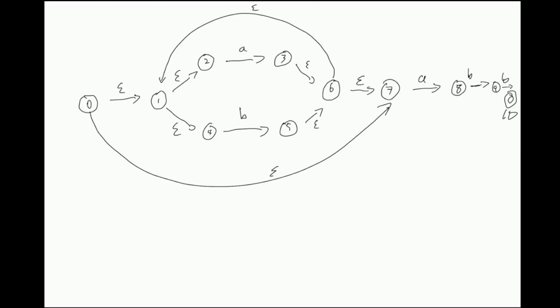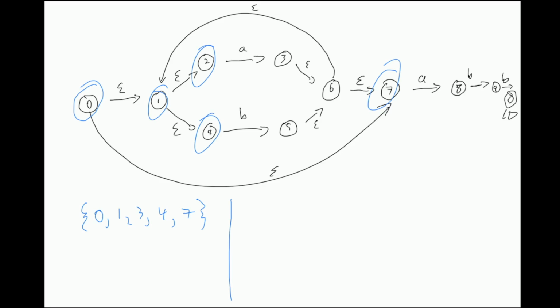So what are those states that we can reach? We're in 0. What states can we reach? 0, 1, 2, 4, 7. Do we have the whole closure? Okay. And then we write down the epsilon closure here. So 0, 1, 2, 4, 7. We keep that set. So there's one state in our DFA.